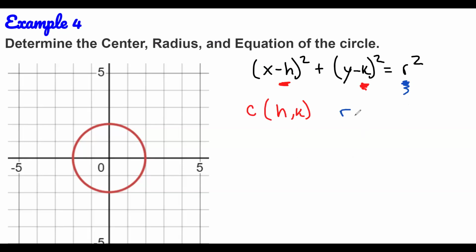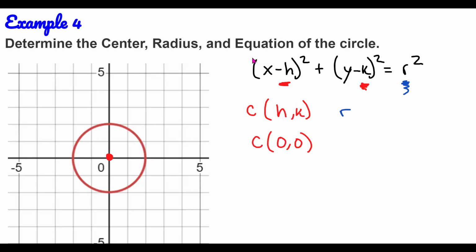So let's go ahead and find that out from the image. What is the center of this image? 0. It's at the origin, (0, 0). So sometimes it's going to be given, sometimes it's not, but we can go ahead and identify it by its parts. So my center, from looking at the image, is at (0, 0). So we have our center.